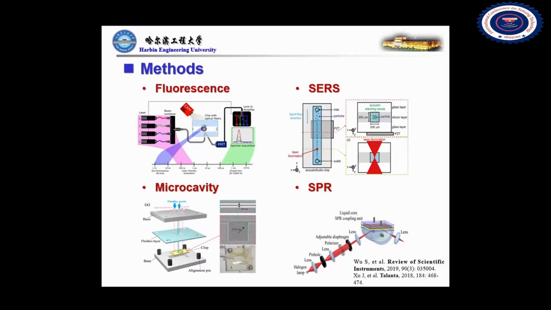There are four methods commonly used in microfluidic optics. Fluorescence detection, which has high selectivity and can be used for cell counting. SERS, which is surface-enhanced Raman scattering, which can determine the molecular structure. Optical microcavity, which is used to enhance the interaction between evanescent field and microfluid for the detection of external environment. And surface plasmon resonance, which is also called SPR.